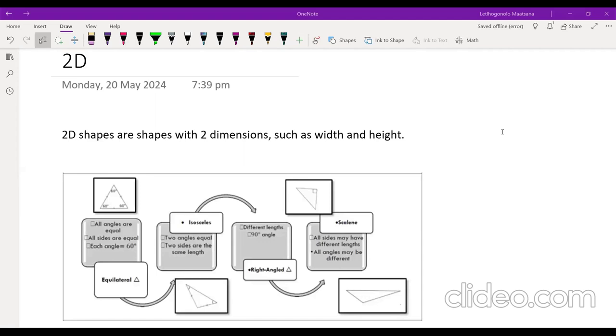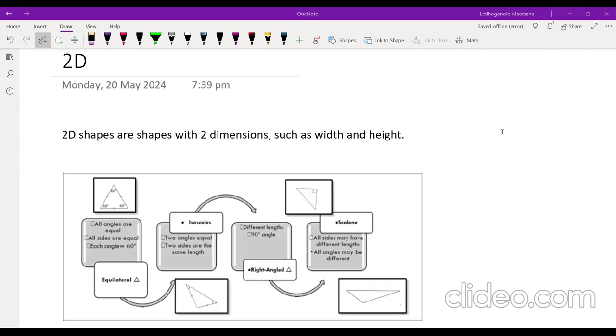Hi, for today's lesson, we're going to be looking at 2D shapes. 2D shapes are shapes that have two dimensions, such as width and height. Let's take a look at some of the 2D shapes and their properties.